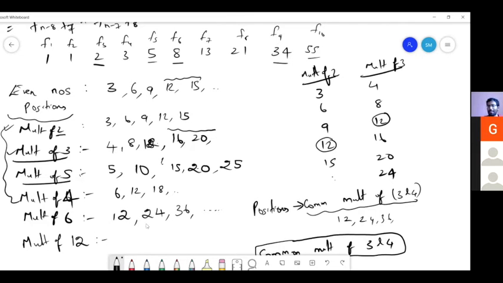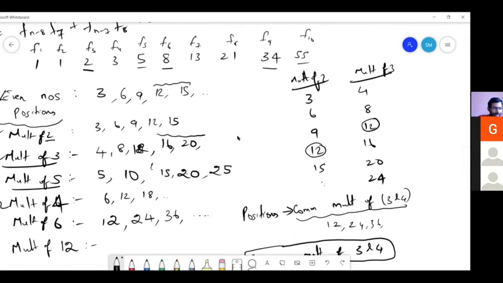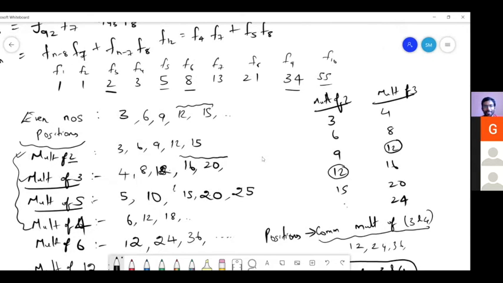So what is the connection? So what is happening here? This property is one of the most striking properties of the Fibonacci sequence. Multiples of Fn occur at multiples of n. Yeah. So F3 is 2. So multiples of 2 occur at multiples of 3. F4 is 3. So multiples of 3 occur at multiples of 4.